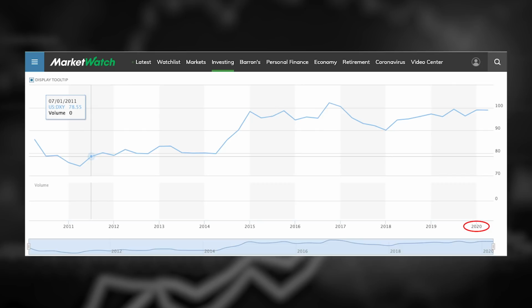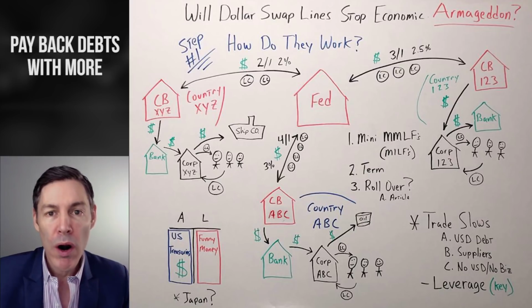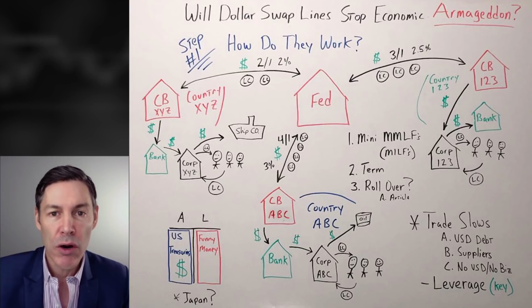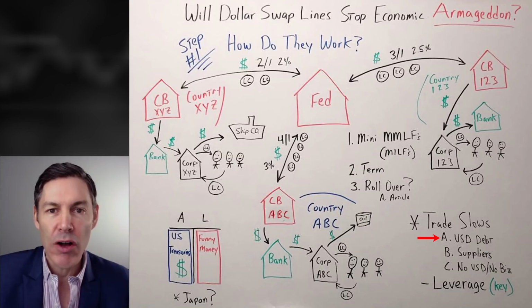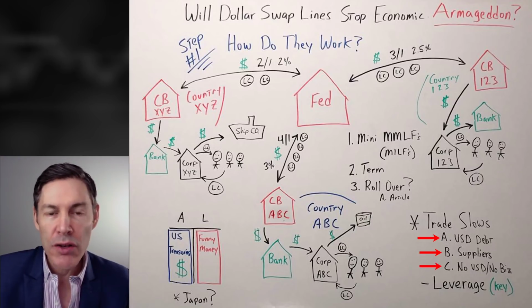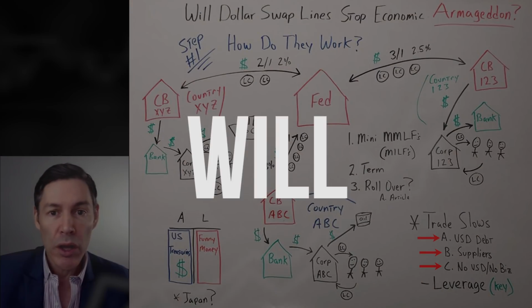Today, the dollar is all the way back up close to 100, which means all these corporations and entities are having to pay back their debts with more expensive dollars, or dollars that have a lot more value relative to their local currency, which their revenue is denominated in. But it's not just about the dollar-denominated debt. These countries and entities also have a lot of suppliers that will only accept U.S. dollars. So the bottom line is, if there aren't enough dollars circulating throughout the world economy, a lot of these businesses, and maybe even some countries, will go bust.